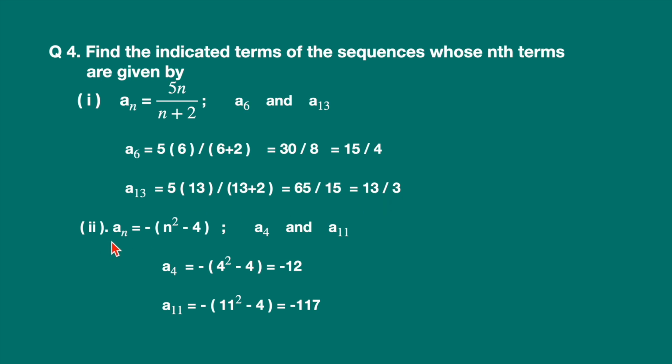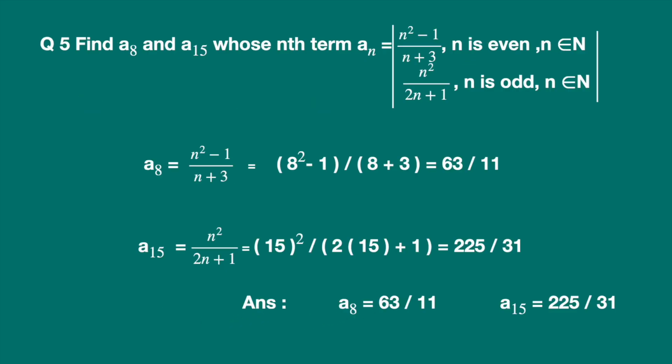Next sum, an is minus bracket n square minus 4. We have to find A4 and A11. So let's do A4. Wherever n is, put 4. So this is minus n square. 4 square minus 4. 4 4s are 16. 16 minus 4 is 12. Minus you put it. So this is A4. A11, 11 square minus 4. Simplify it. You get minus 117.